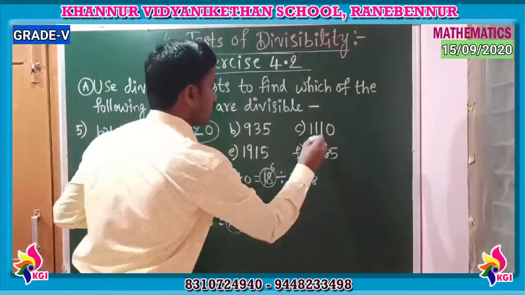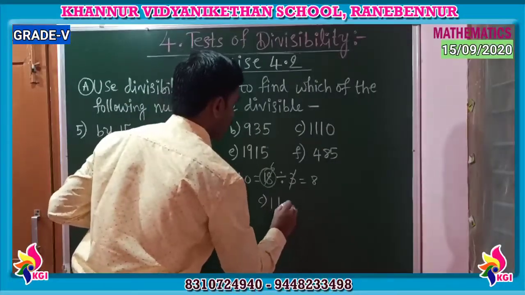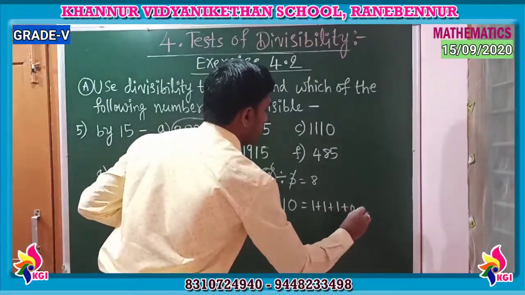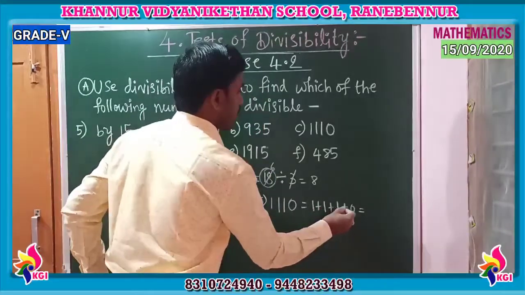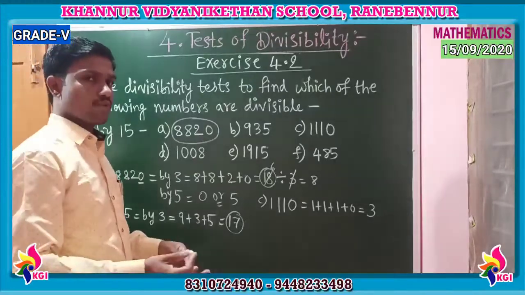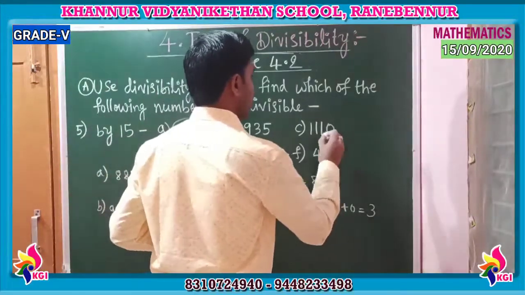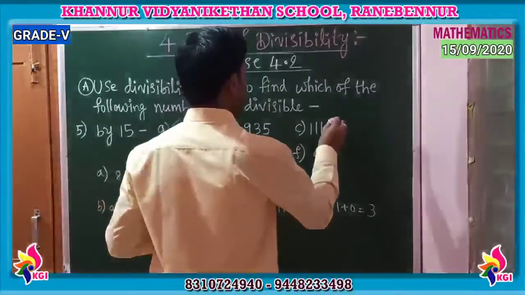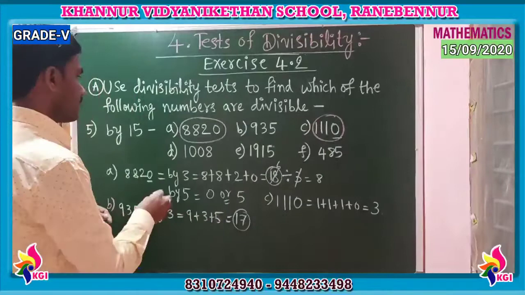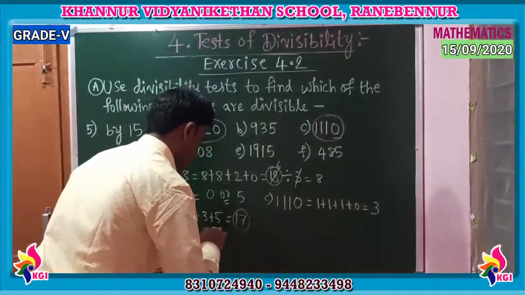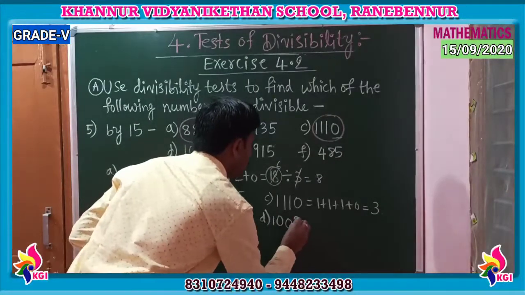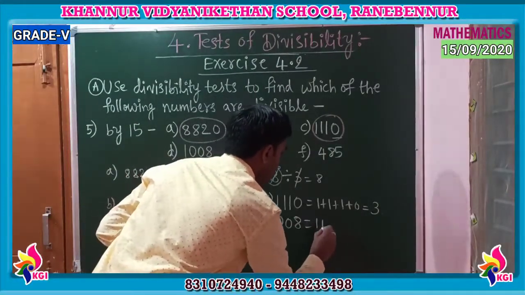Okay. Next one, we have to check the C question. 1110. First of all, we check the divisibility by 3 rule. 1 plus 1 plus 1 plus 0, the answer is 3. 3 is divisible by 3. Correct. And the last digit is 0, so this number is divisible by both 3 and 5. Next, we have to check the D question. The D number is 1008. We can add these digits.